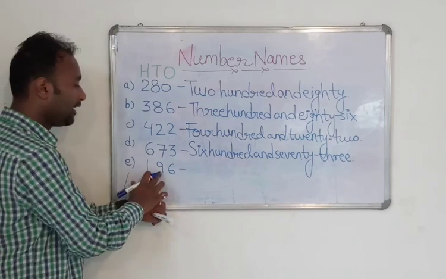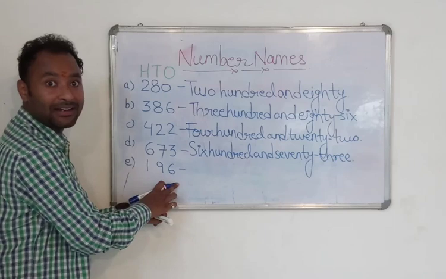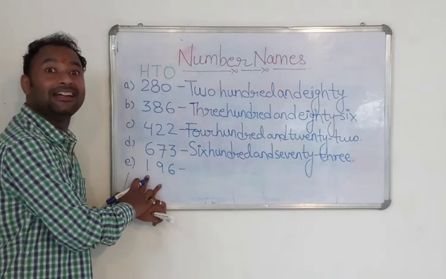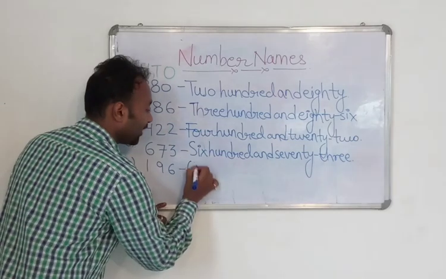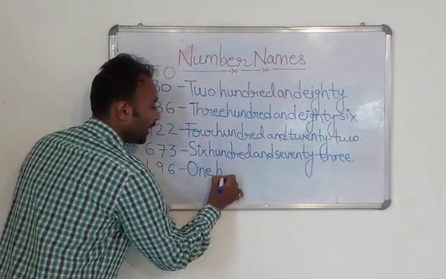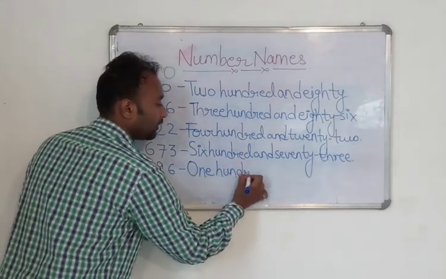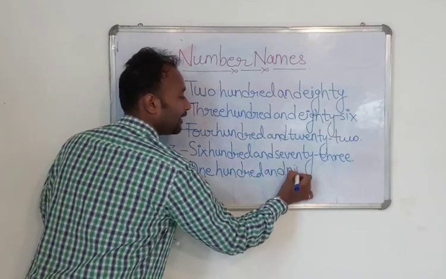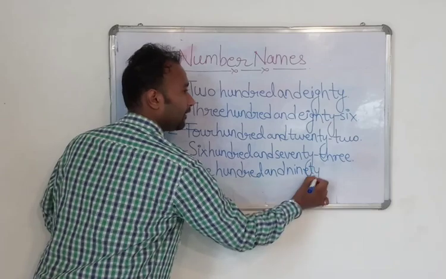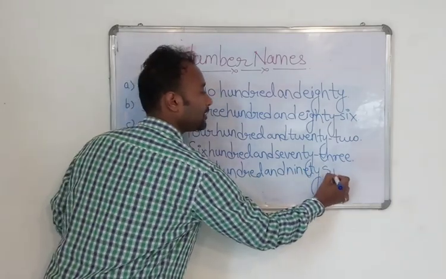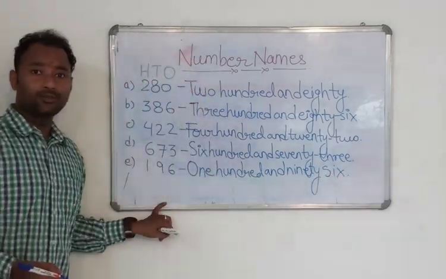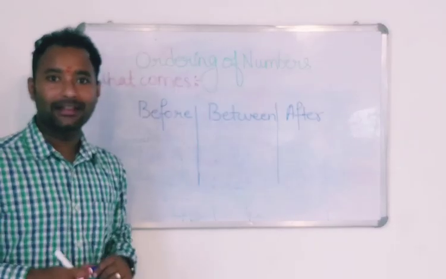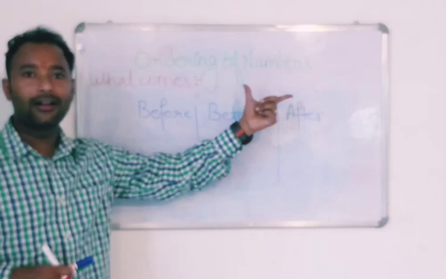Now let's come to the last part. It is 196, or you can spell it as 196. So you will write here 196. Understood, students? Is it clear to you all? Very good. Now the next topic is ordering of numbers.